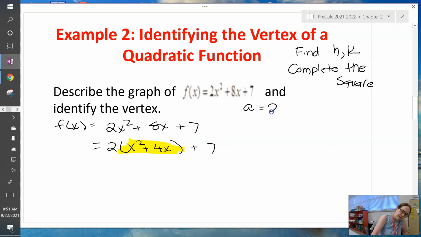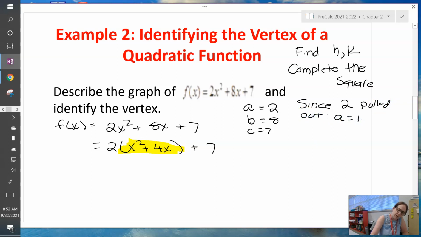So a is your coefficient in front of x squared. B is the coefficient in front of x. And then c equals 7. But now, since I've already pulled that 2 out, what I really want to use is, since 2 is pulled out, I'm going to say a equals 1 and b equals 4.